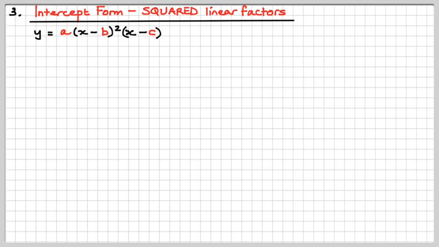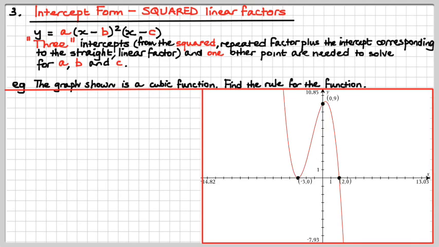So there you go. What's this one? Now this is intercept form with a squared, an example of some squared linear factors, and one just straight linear factor, making up the cubic component. So we've got 3 intercepts, from the squared repeated linear factor plus the intercept corresponding to the straight linear factor. That's really 3 intercepts, if you like. The squared one making up the equivalent of 2 and the straight linear one making the third one.